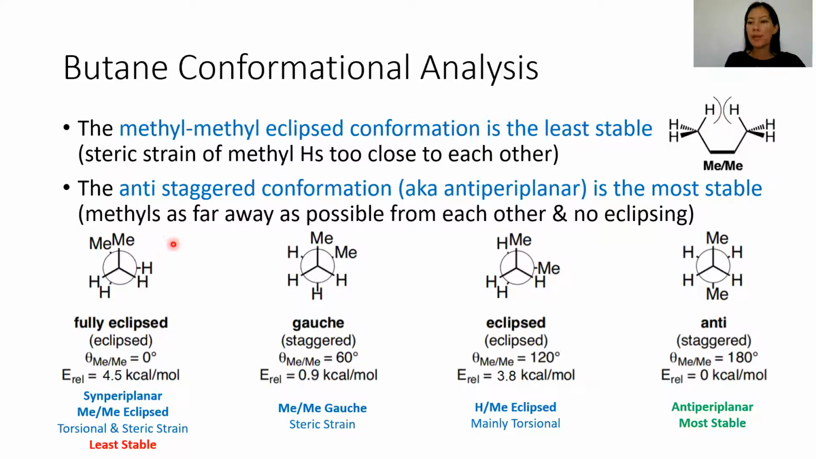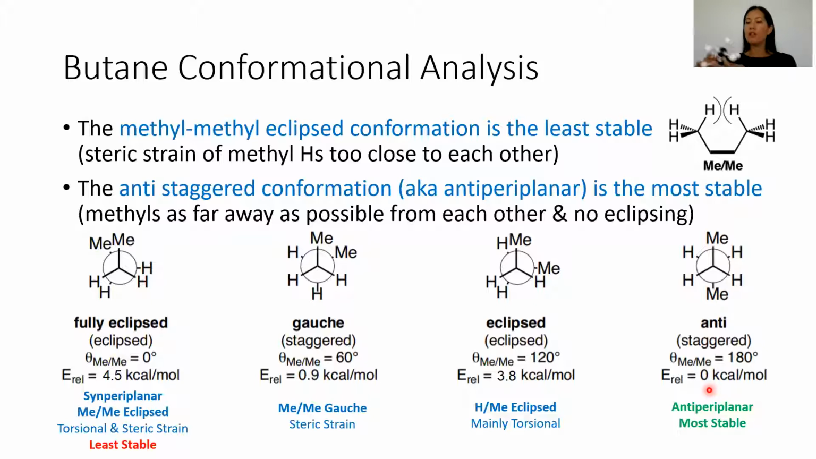The anti-conformation, which I draw here at the end, it's anti-periplanar because the methyls are opposite each other, periplanar because they're not exactly in the same plane, but there's a CC plane and then the methyl groups. So this is the lowest energy. We'll give it a baseline of 0.